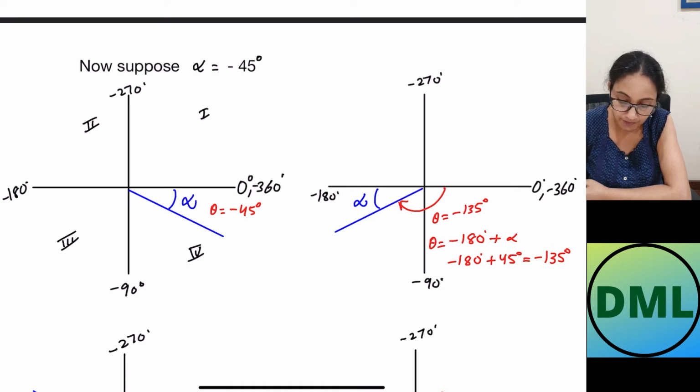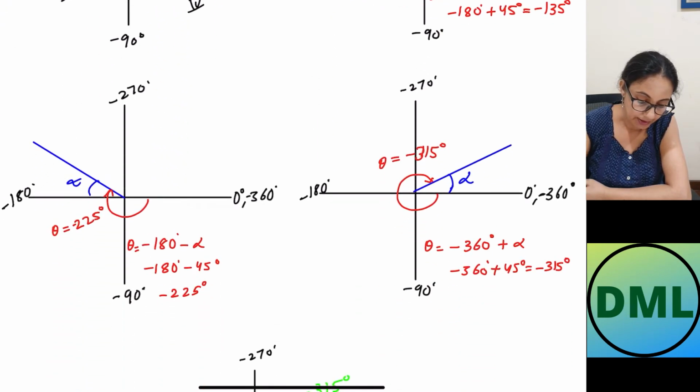Now what is alpha? Alpha is 45 degrees. So minus 180 degrees plus 45 degrees will be given by minus 135 degrees. So this is my theta, which is given by minus 135 degrees. As you go in the clockwise direction, your angles are negative.